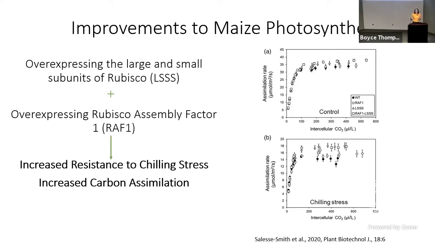One other important trend to notice is that these white empty boxes are the maize that are overexpressing RAF1 and LSSS, and those tend to be a little bit higher on the curve on both of these. And so that's how we assessed that they were assimilating more carbon and were more resistant to chilling stress.